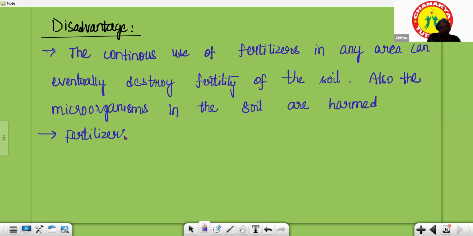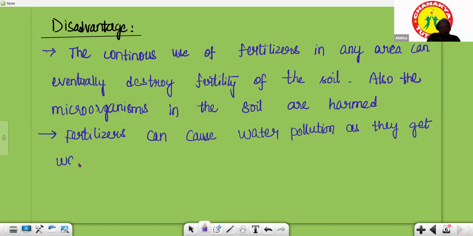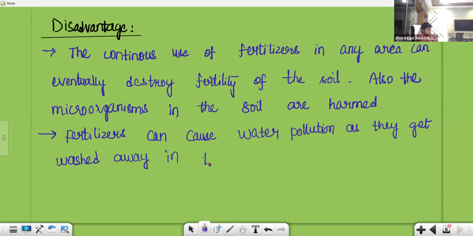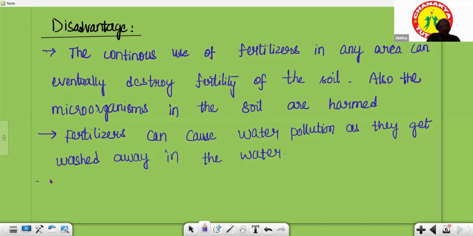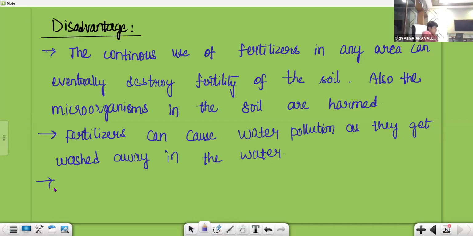Fertilizers can cause water pollution as they get washed away in the water. So when you spray fertilizers and then water the plant, if those fertilizers are not absorbed completely in the soil and are washed away with the water, the water is going to get polluted in that case. So fertilizers can cause water pollution.